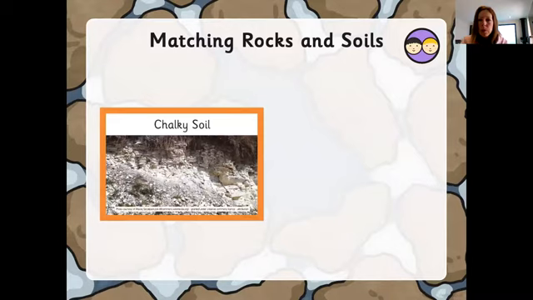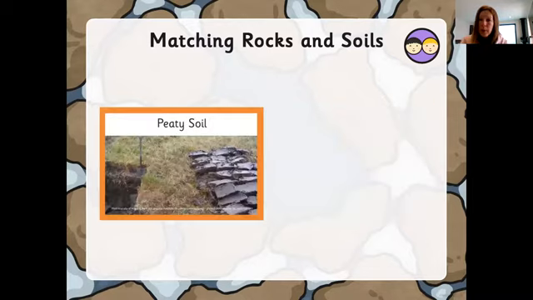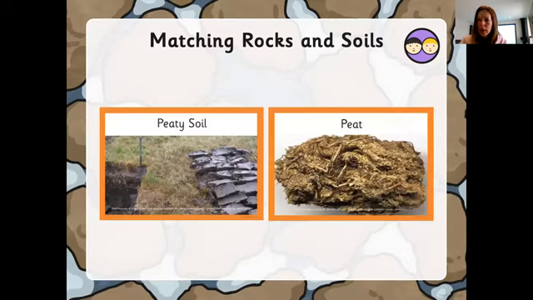Chalky soil. Hope you're catching on to this now. Of course, it comes from chalk. We've talked about chalk cliff faces. So those parts of the rock have been eroded away and mixed to create chalky soil. We can also get peaty soil. Now, we haven't really talked much about this type of rock, but that comes from peat, so peaty soil.